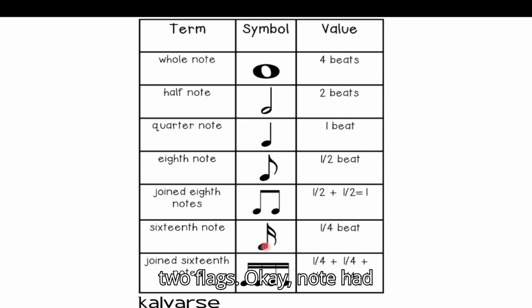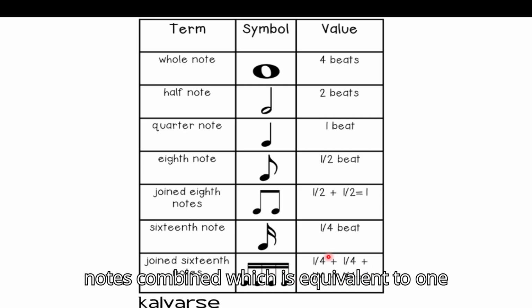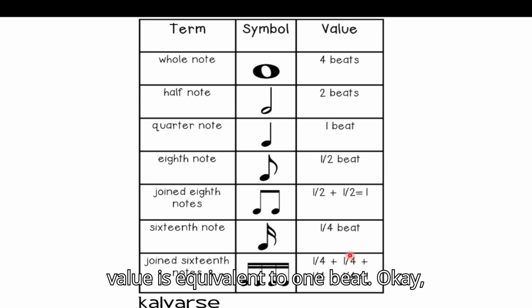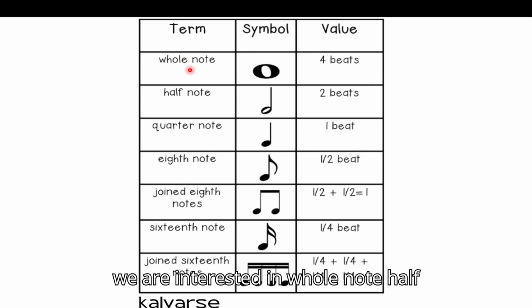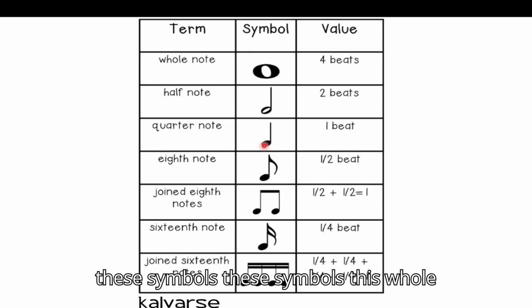A 16th note has two flags. A note head and stem with two flags, and its value is 1 by 4 beat. Joined 16th notes, basically four 16th notes combined, have a value equivalent to 1 beat. So look at these symbols. Initially, for the first few songs, we are interested in the whole note, half note, and quarter note.